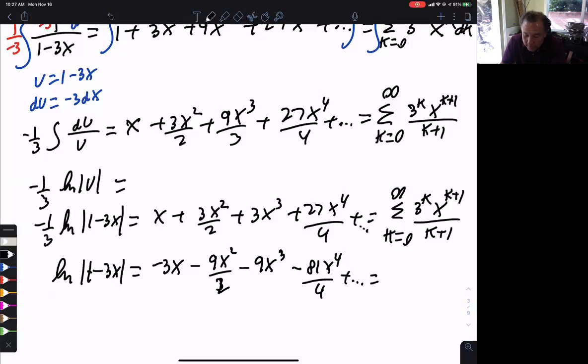And in this case, I'm multiplying by 3. So it's going to be -3 to the k plus 1 because I had k of them before. I'm multiplying by another 3, so I'm going to have an extra 1. x to the k plus 1 over k plus 1. And that's my story, and I'm sticking to it.